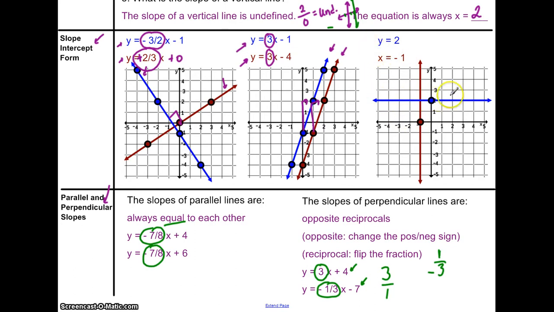One last thing I wanted to mention is on this third graph here. We have a horizontal line, y equals 2, and a vertical line, x equals negative 1.